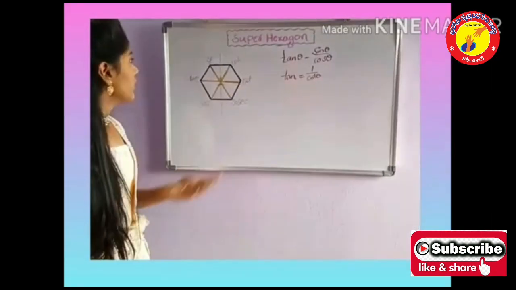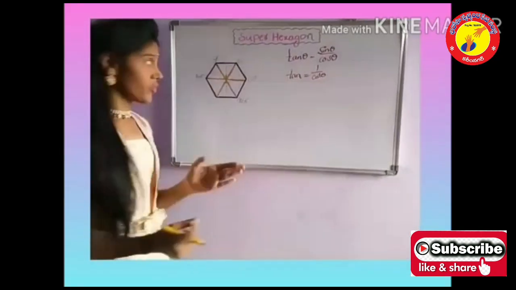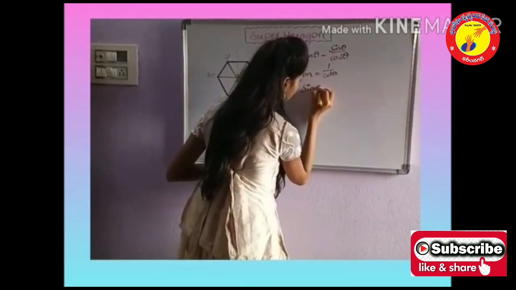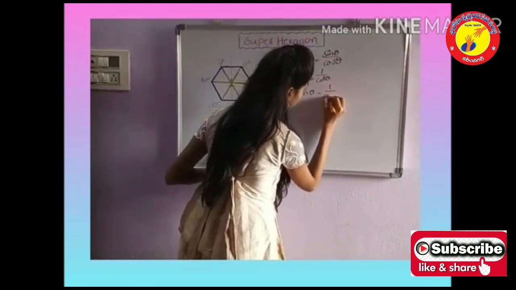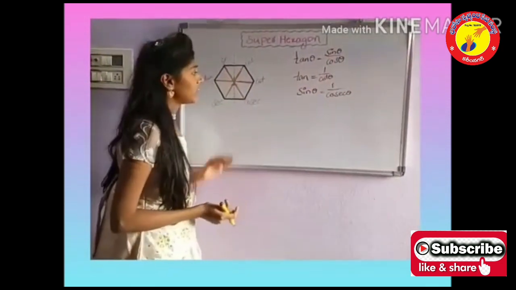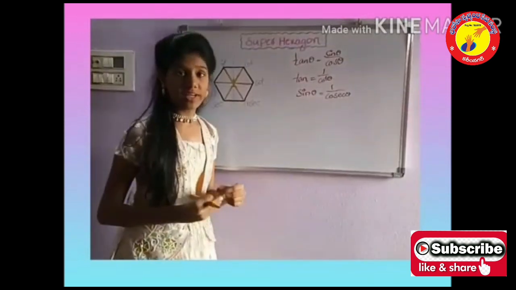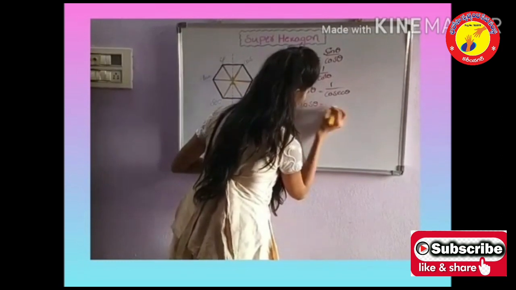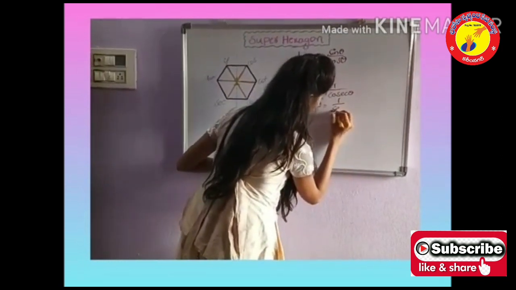Now sin theta is the reciprocal of cosec theta. That implies sin theta is equal to 1 by cosec theta. And the last one is cos theta, the reciprocal of sec theta. That implies cos theta is equal to 1 by sec theta.